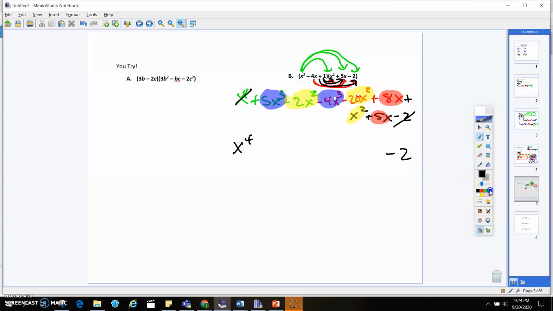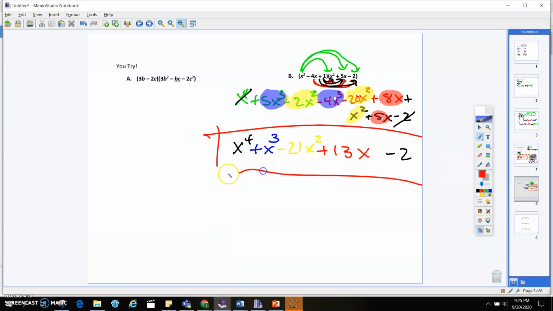Okay, so now we're going to do the stuff that's in the blue. 5x to the third and negative 4x to the third, which is going to give me x to the third. Now everything that's in yellow, negative 2x squared minus 20x squared, that's going to be negative 22, plus 1, that's going to give me negative 21x squared. And then everything that's in the red, 8x and 5x is going to give me 13x. And then we got that negative 2 that's chilling right there. Okay, again, descending exponent order, and we are done with that problem.